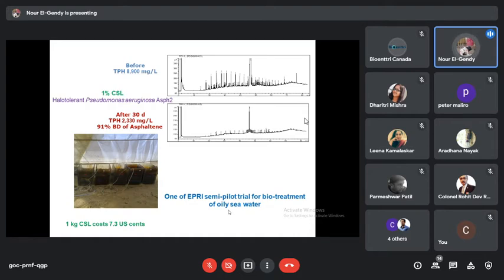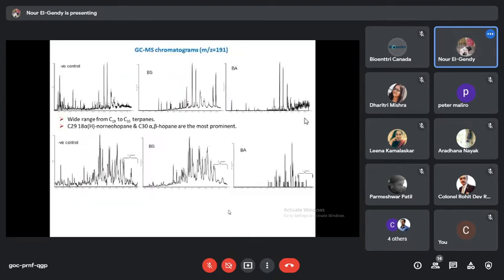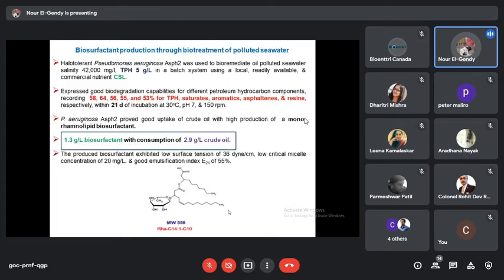It leads to a high concentration of the asphaltene. It also, as you can see, leads to the degradation of the biomarkers. We have also managed to produce 1.3 gram per liter biosurfactant with the consumption of the pollutant, 2.9 gram per liter crude oil. So we have a double impact now: clean the water from the petroleum and also produce a value product which has different applications.